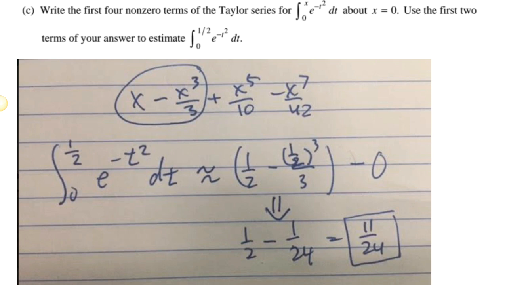Now, since we have the integral from 0 to 1/2, and we're using these two terms, by the fundamental theorem of calculus, we're just going to substitute 1/2 into x and subtract the lower bound from the upper bound. So if we plug in 1/2 into x, we should get 1/2 minus 1/2 to the third divided by 3. And we're going to subtract 0, because that is what will happen if we plug 0 into x minus x to the third divided by 3. Now, this will simplify to 1/2 minus 1 over 24, which is just 11 divided by 24, which is our answer.